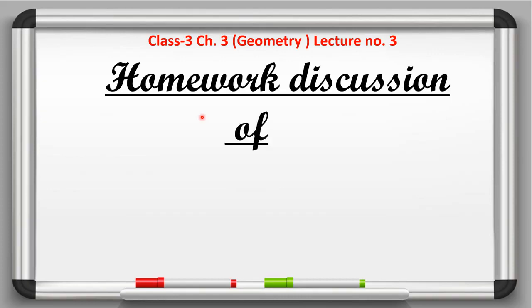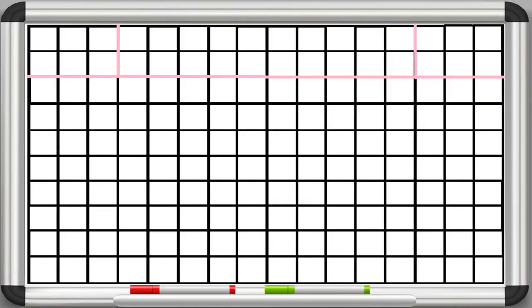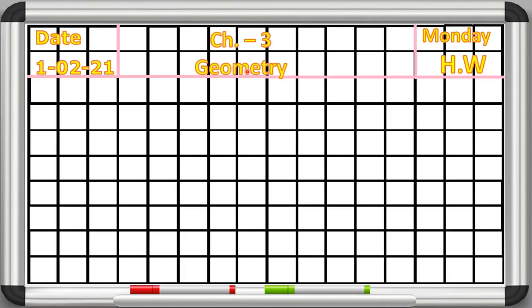Now, homework discussion of lecture number 3. So here the notebook page is given. So here, beta, first of all we will write the date, and the date was 1/2/2021, because it was the homework of 1/2/2021. So here we will write Monday and HW. Okay. So here in between, chapter number 3, geometry. Now I had given you the homework to draw the cube shape. So again I am going to tell you how you can draw the cube shape in your notebook page.